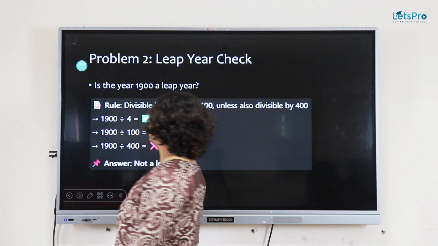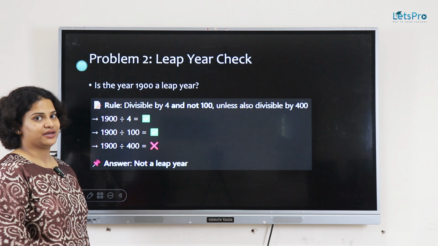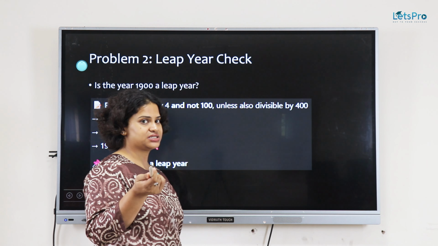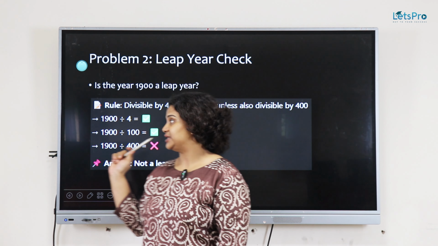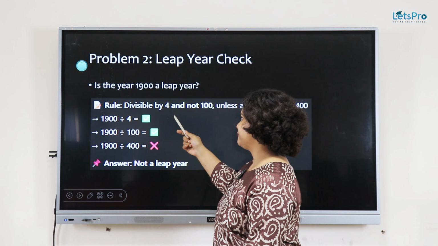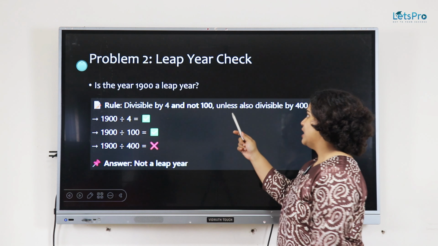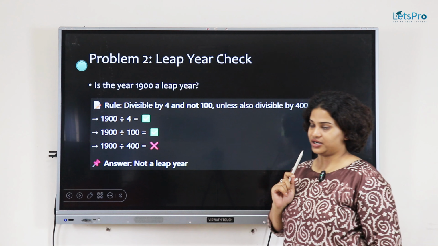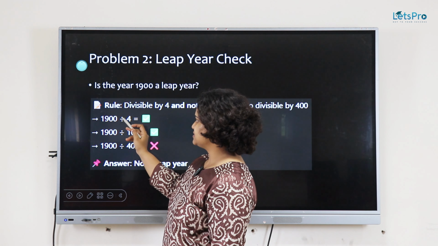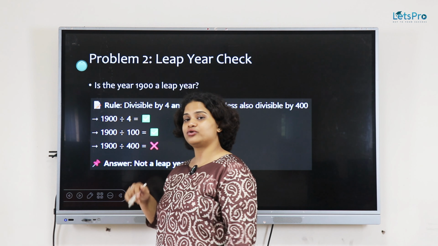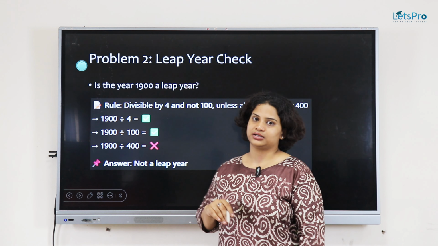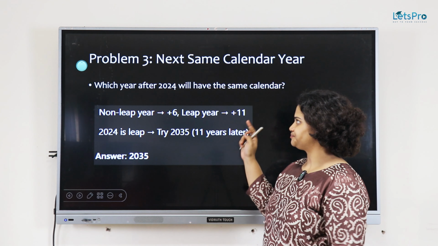Next, is the year 1900 a leap year? Whenever you see something is divisible by 4, not always are they leap years, correct? I have already mentioned that point here. So, divisible by 4 and not by 100, unless also divisible by 400. So, check, is it divisible by 4? Yes. Is it divisible by 100? Yes. Is it divisible by 400? No. So, therefore, it is not a leap year.